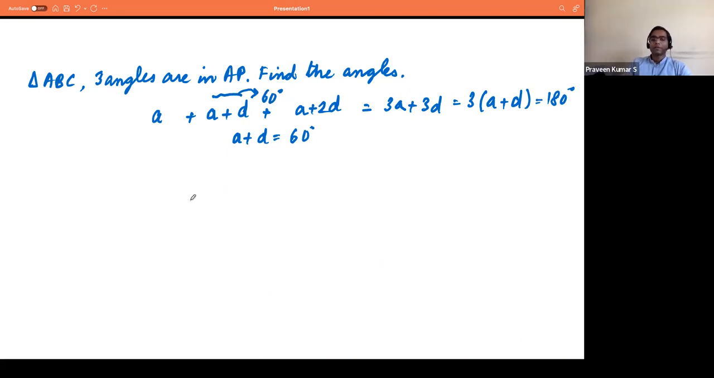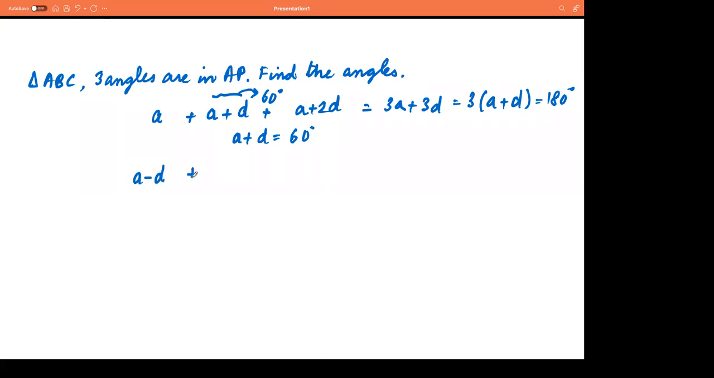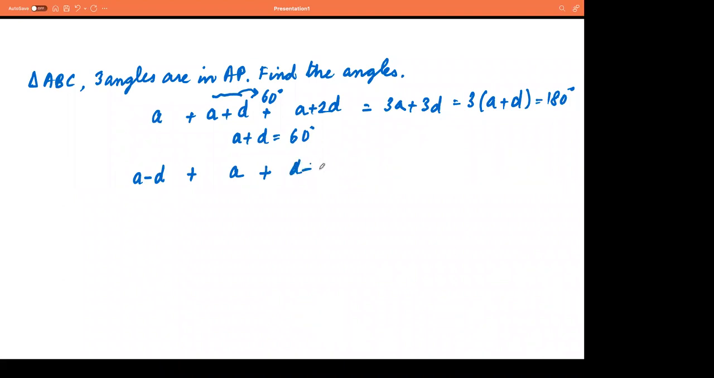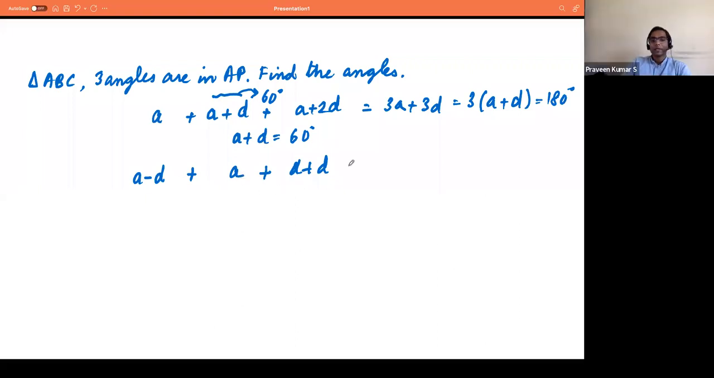The other way of simplifying this would be to assume that the angles are A minus D, A, and A plus D. So if you observe here also, they are in arithmetic progression only, right? Now when you calculate their sum, this minus D and plus D will get cancelled. You will only be left with 3A. 3A is equal to 180 degrees. So automatically A will become equal to 60 degrees. This is what Shika was mentioning, that the central angle will be 60 degrees.